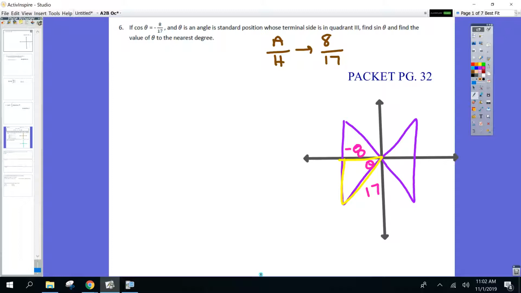How am I going to solve for the third side? Pythagorean theorem. Negative 8 squared plus x squared equals 17 squared. This one, guys, along with 3, 4, 5, you may want to just remember: 8, 15, 17. And again, where's that 15? Down on the y-axis. So I have to remember to make it what? Negative.